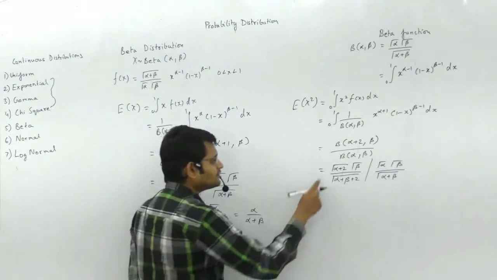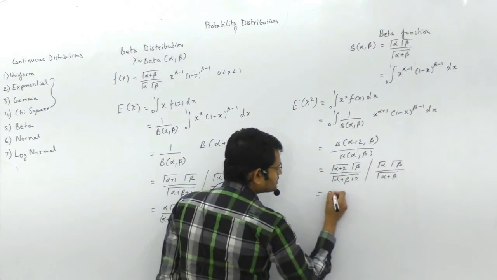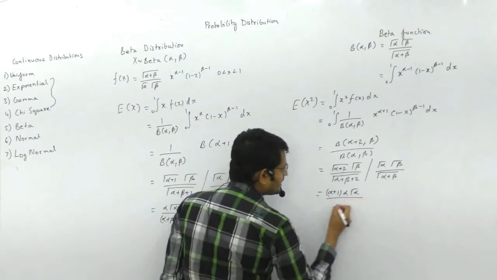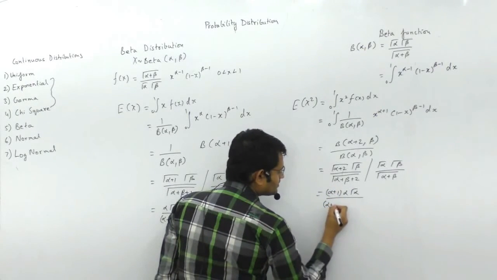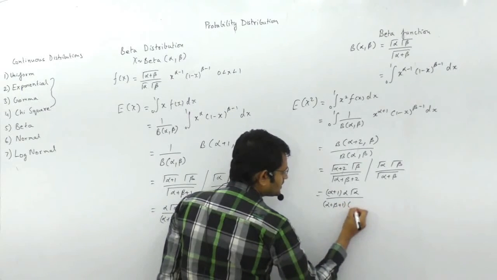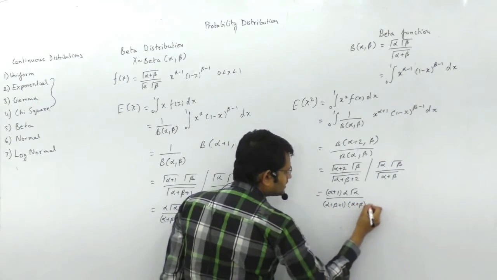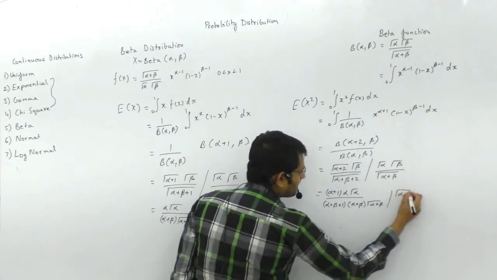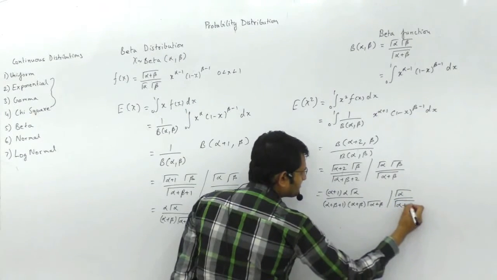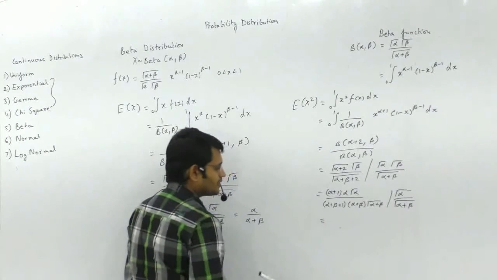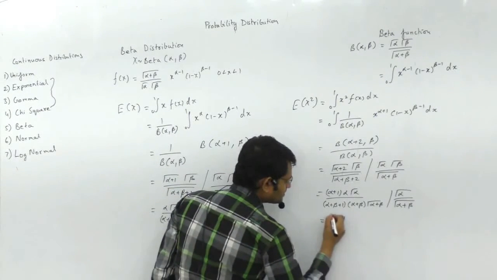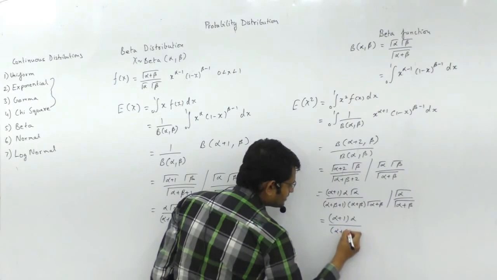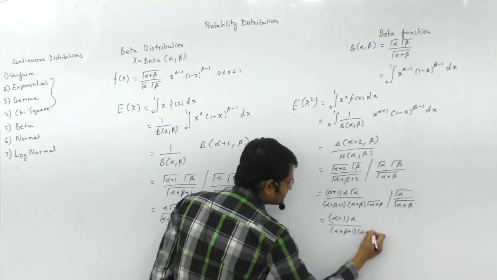So again we can write gamma of alpha plus 2 as alpha plus 1 into alpha into gamma alpha, and upon we can write alpha plus beta plus 1, and we get alpha plus 1 into alpha upon alpha plus beta plus 1 into alpha plus beta.